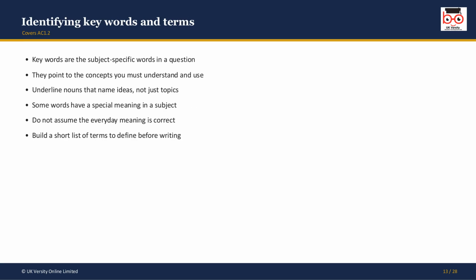Keywords are the subject-specific words in a question, and they point to the concepts you must understand and use. Underline the nouns that name ideas, not just the general topic. Be alert too, because some words carry a special meaning within a subject, so don't assume the everyday meaning is the right one. It's worth building a short list of terms to define before you start writing.